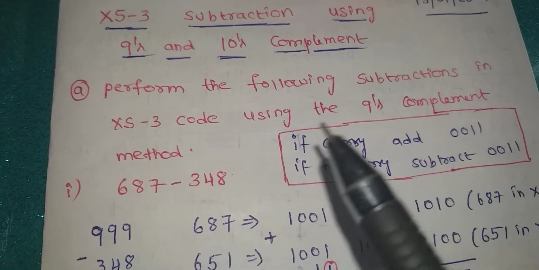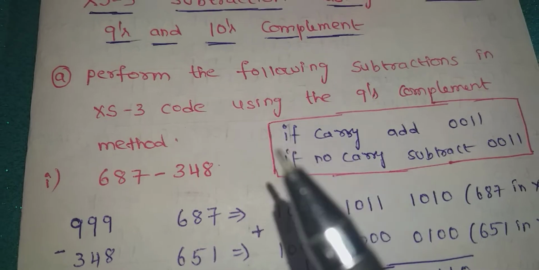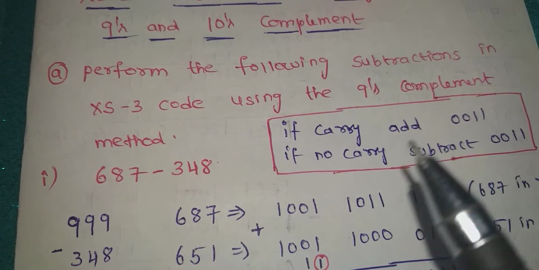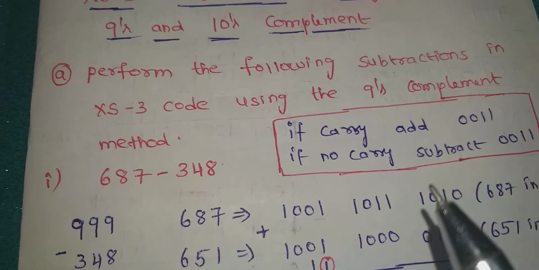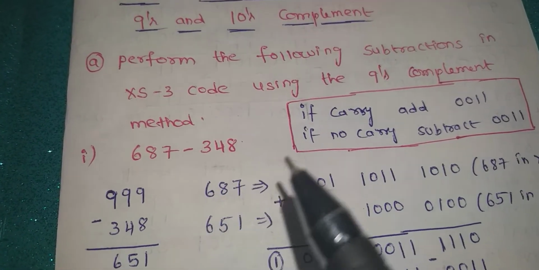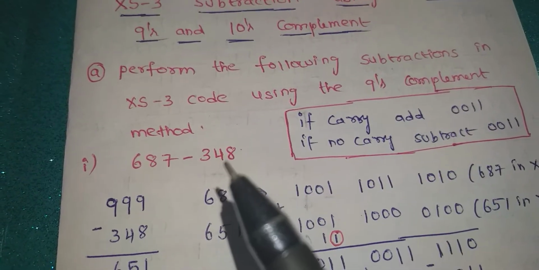Perform the following subtraction in XS3 code using the 9's complement method. We know that in XS3, if carry is generated, we have to add 3. If there is no carry, we have to subtract 3. Now look at this example: 687 minus 348. Don't forget, we are going to perform the XS3 subtraction using the 9's complement method.